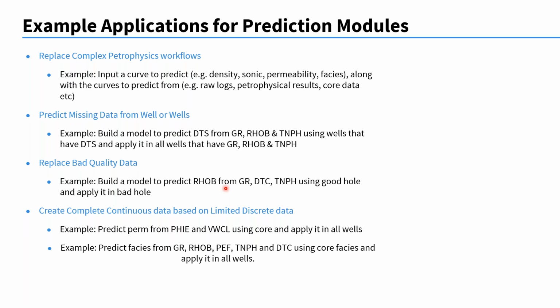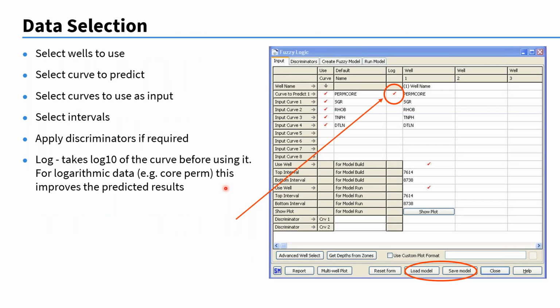This allows you to tackle these scenarios. The data selection for all of them is the same. So as I mentioned, they'll have the same interface for easy use. So this is how the Fuzzy Logic module will look. In here, the example is where we're predicting a permeability from the core, and then apart from that, we're using the gamma ray, the density log, the neutron, the sonic log, and this is how the interface will look for all of them.